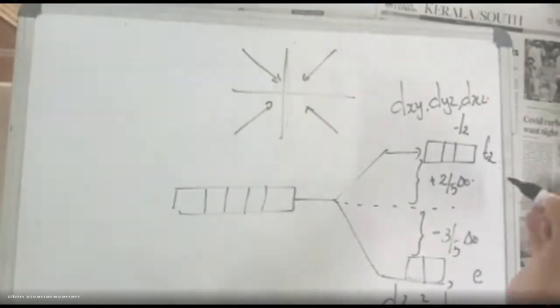Here I didn't write T2G and EG, but in the case of octahedral complexes, I have written T2G and EG. That G symbol represents a group theoretical concept, the presence of an inversion center. I think you might have studied group theory, symmetry elements, and the different kinds of symmetry possible for a molecule.